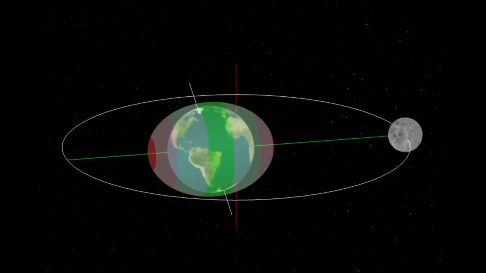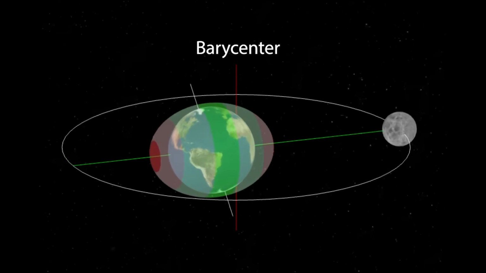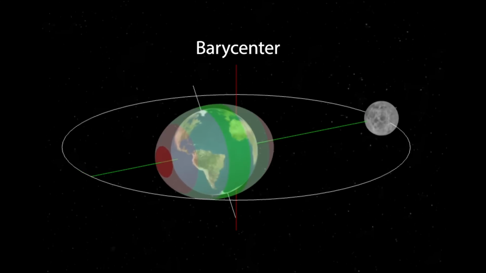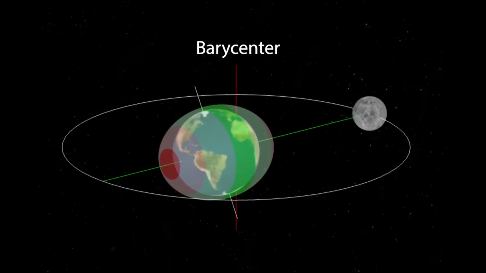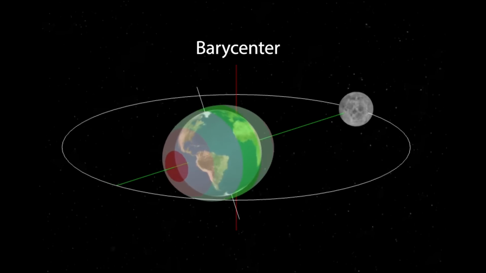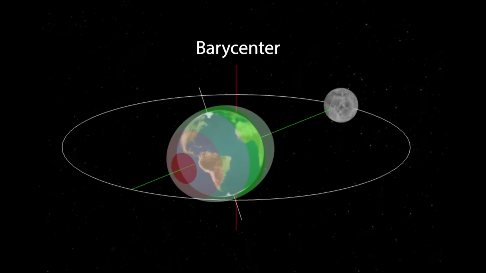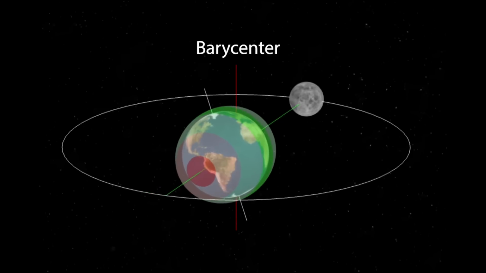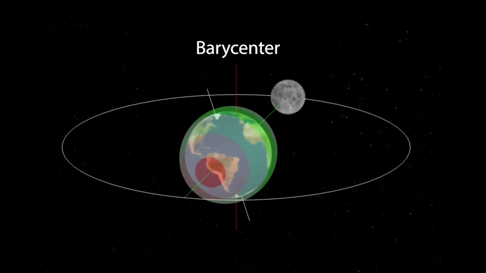Let's switch to a three-dimensional view of that situation, with the vertical red line passing through that barycenter between Earth and Moon. And because the Earth is so much more massive, of course, that center is much closer to the Earth and actually falls within the Earth. But the Earth is still definitely wobbling around that line.